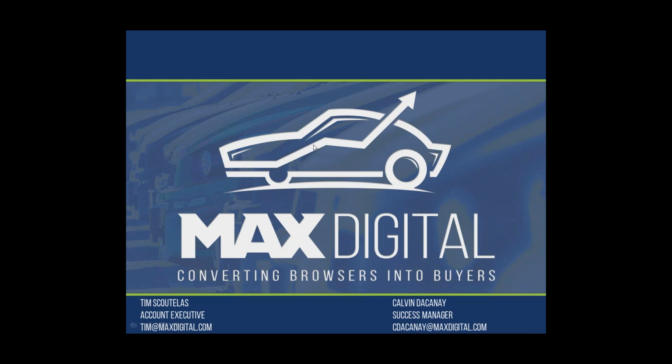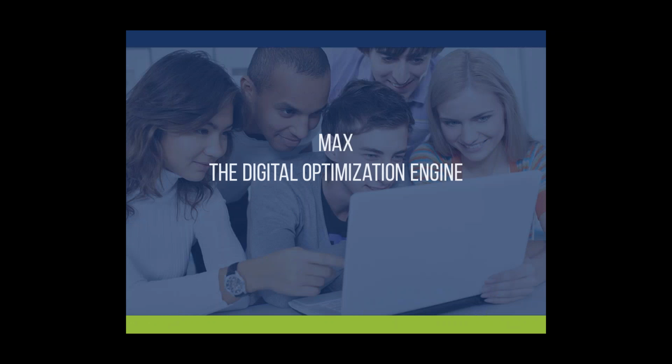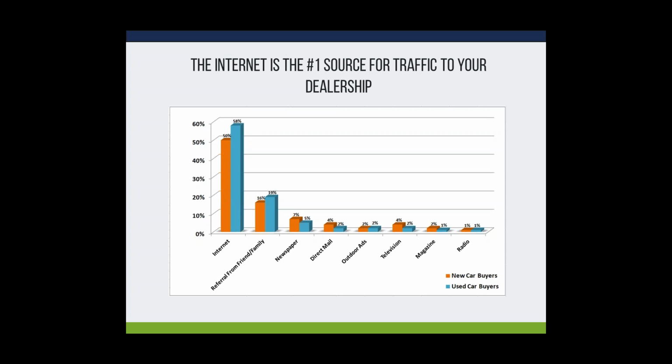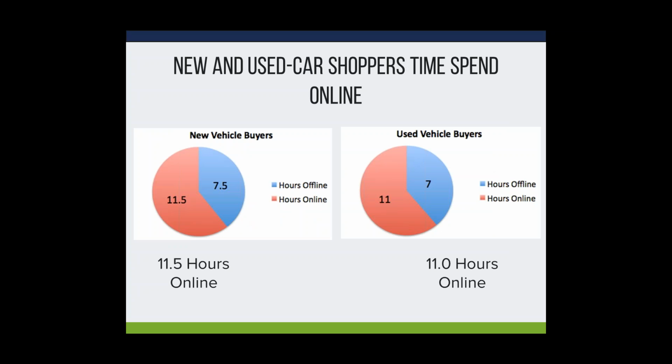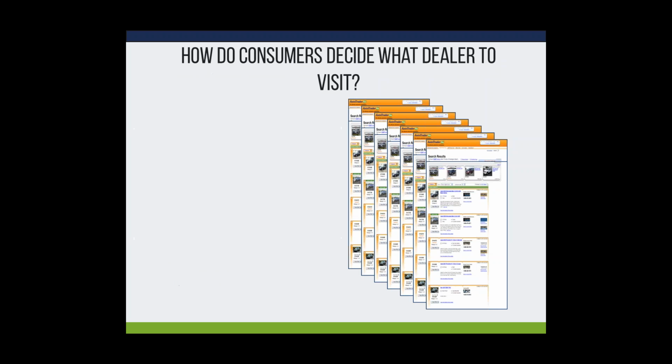So if you're using Max every day, we refer to this product as the digital optimization engine. It's the leader in the industry for content generation when it comes to your online inventory. What do I mean? Well, for sure in 2016, the internet is the #1 source for traffic to your dealership. It's 15 times greater than probably everything else combined in what we used to know in the traditional world. And according to studies over the years, a consumer typically spends somewhere between 11, 12, maybe even more hours online searching for a vehicle before they buy. That's a lot of time, right?